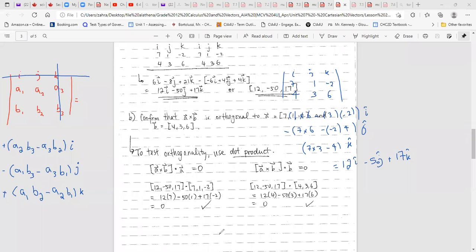It makes sense because, say this is A and this is your B, A cross B is perpendicular, pointing into this page, right? That means A cross B is perpendicular to the A and B vectors. So it really makes sense that A cross B dotted with A will be 0, and A cross B dotted with B will be 0.